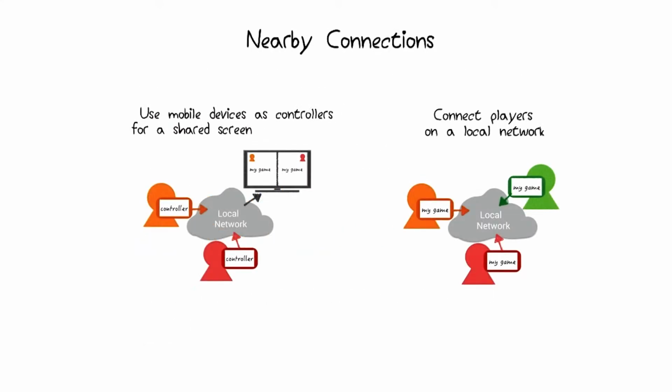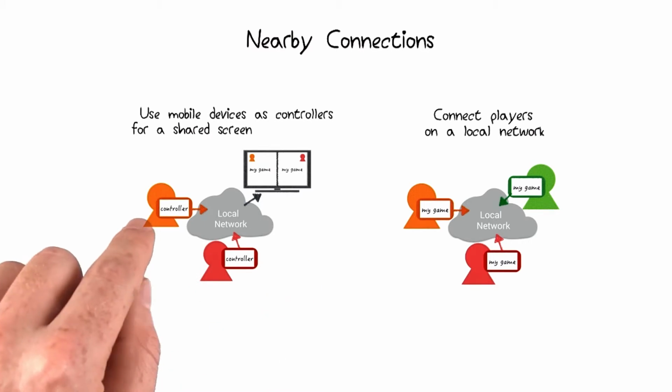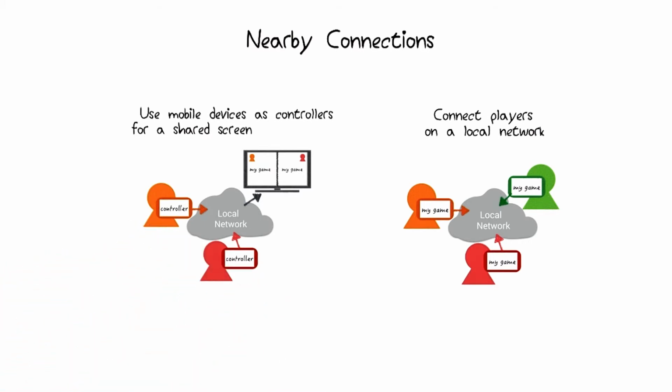Next up are Nearby Connections. The Nearby Connections API lets you discover other devices on the local network and exchange messages with them in real time. This lets you do 2 great things. First, you can allow one player to set up a multiplayer game on the local network and then have other players join in. Or, much cooler in my opinion, one player can set up a game on a shared device like an Android TV. Then, other players can join in using their mobile device as a display controller combination.